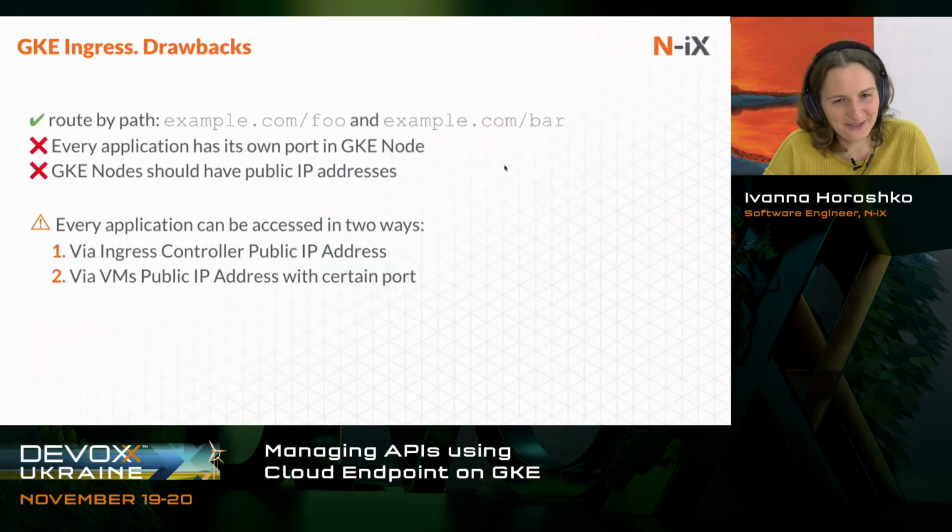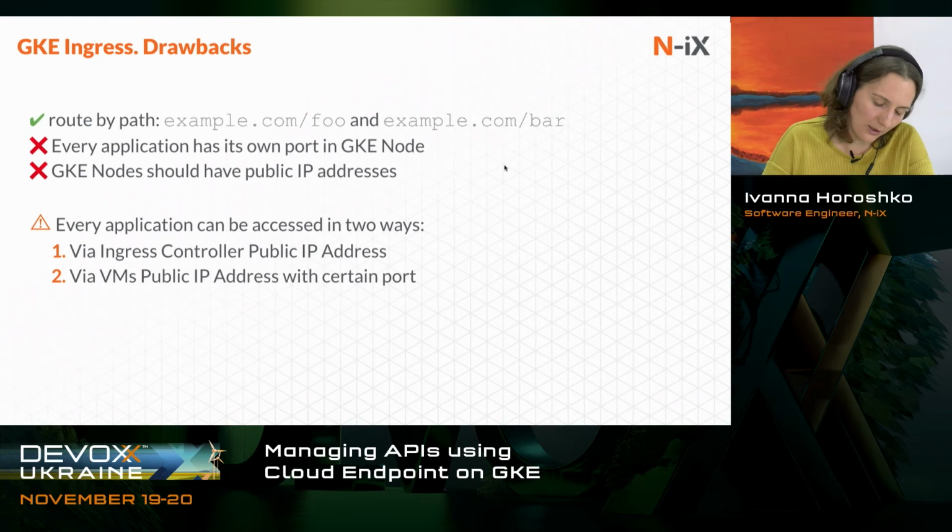Why I don't like it? So first of all, we get what we want. We can route by path. We have these Ingress resources, and we can say example.com/foo and example.com/bar, so it's fine. Now, what I don't like: every application has its own port on the GKE node, which again is kind of fine, right? It's not a big deal.